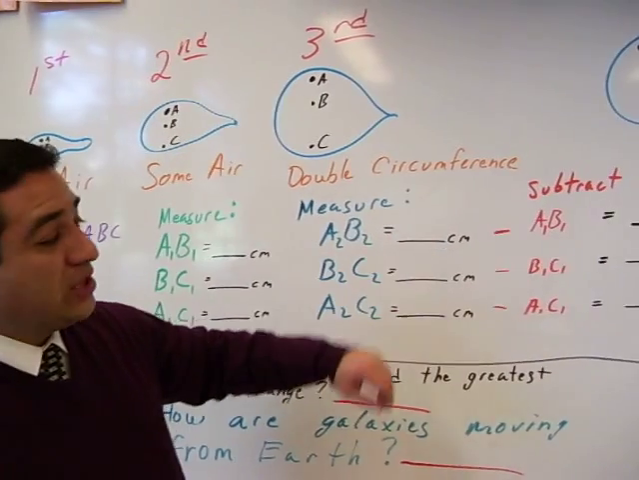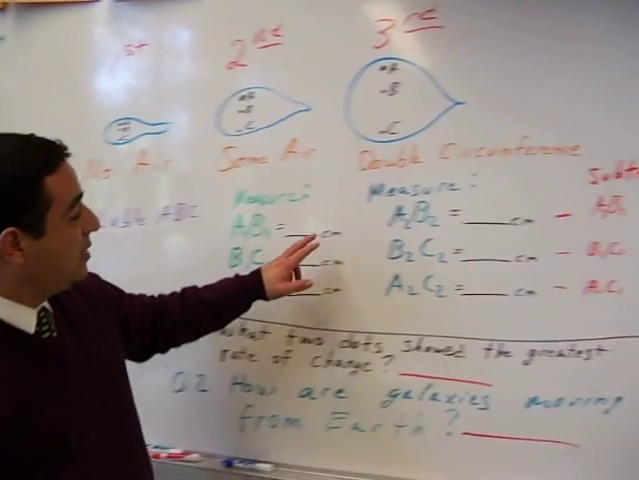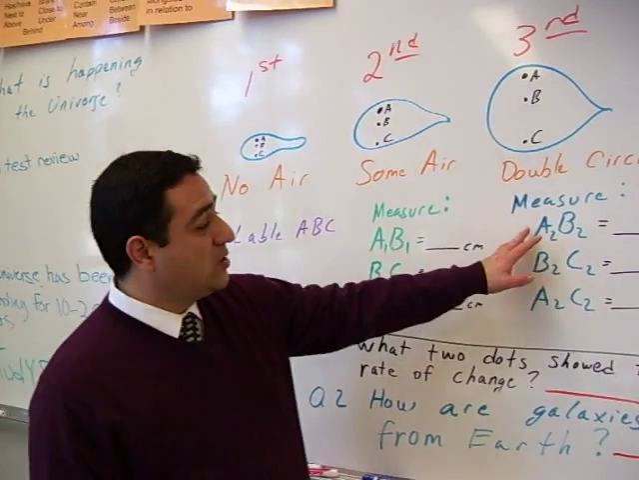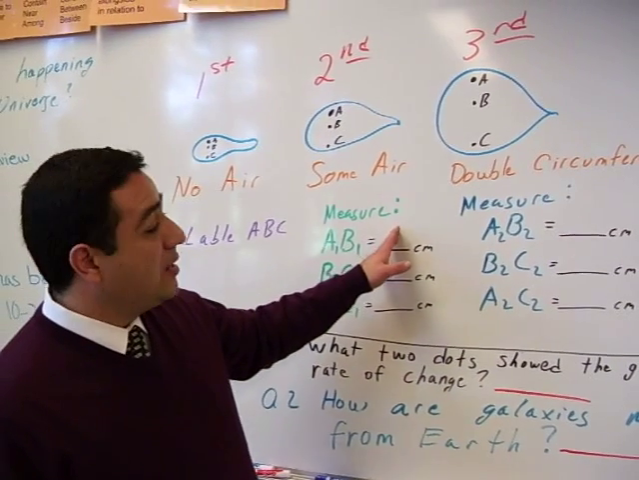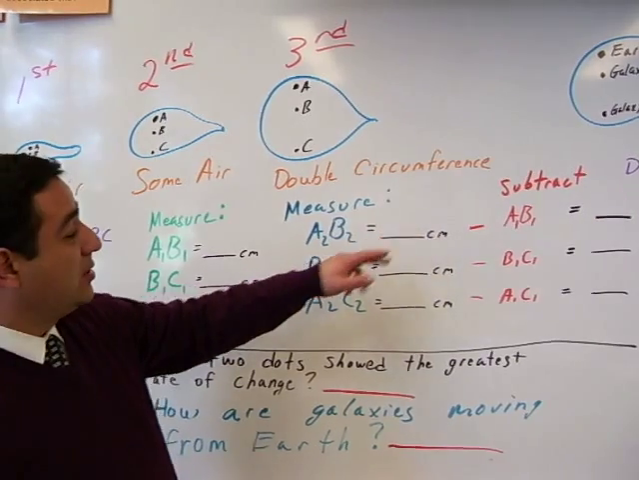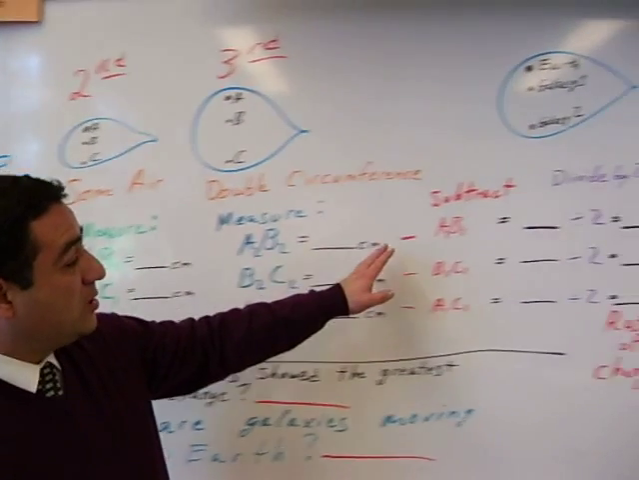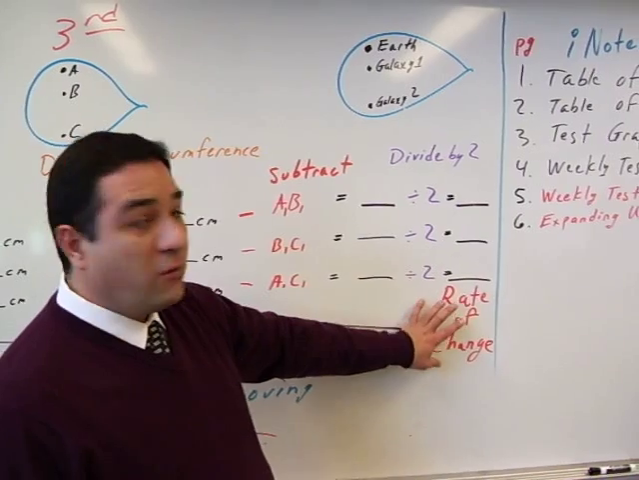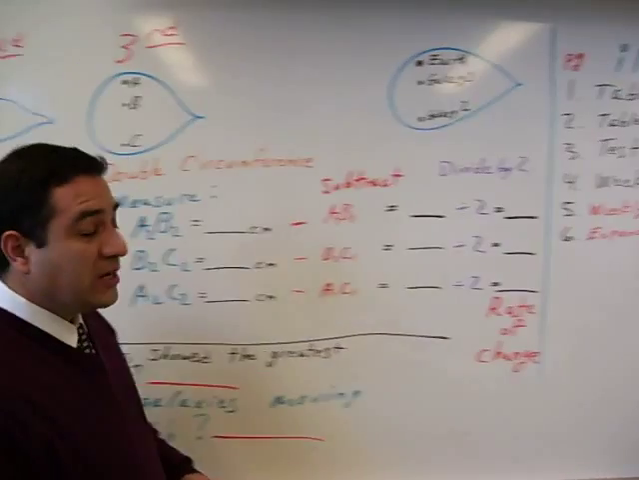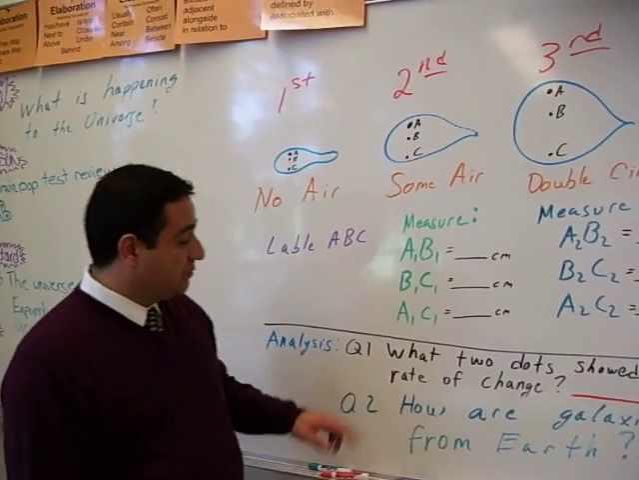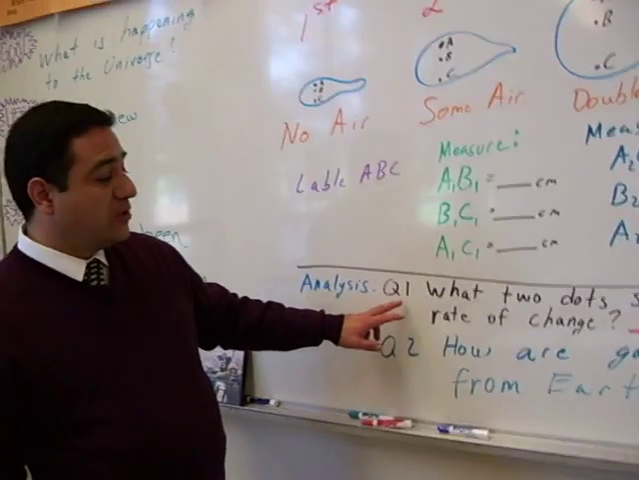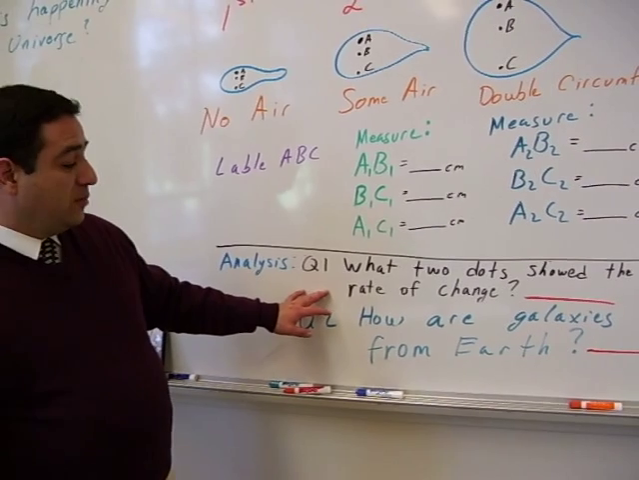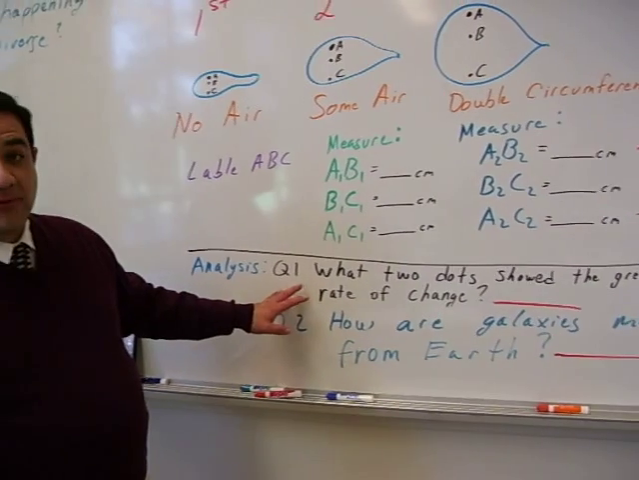Once you have that information, you're going to subtract the original A to B from this one. So if you got 2 inches here, and you got 4 here, you're going to take away 2 from the 4. Once you have that, you're going to divide by 2. That's going to give you your rate of change. And the 2 analysis questions you're answering are, what 2 dots showed the greatest rate of change? And then the second question, how are galaxies moving away from Earth?